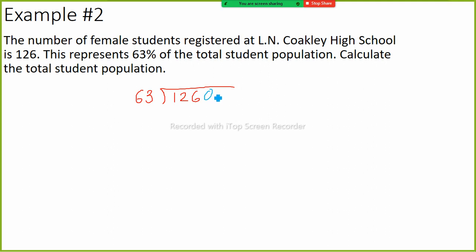Okay, so divide that and let me know what you all get. So you have to divide 126,000 by 63. And what do you get?